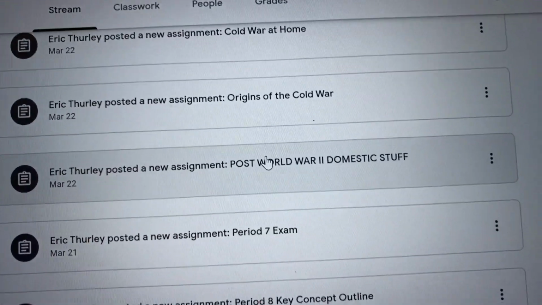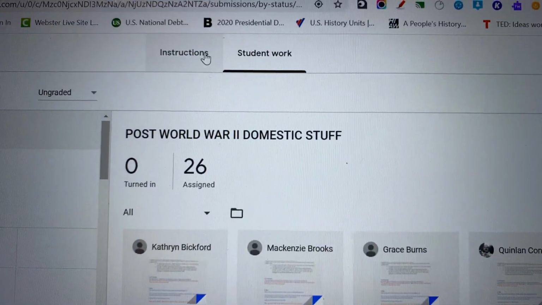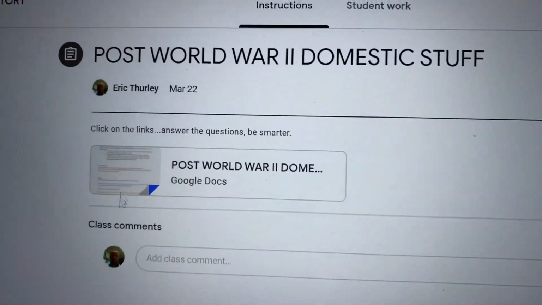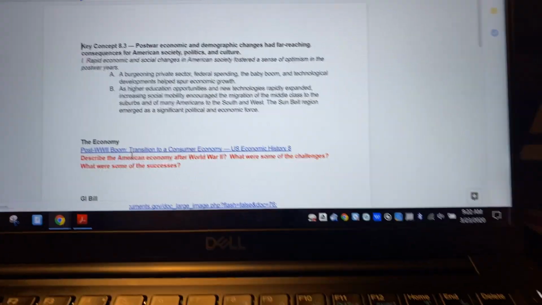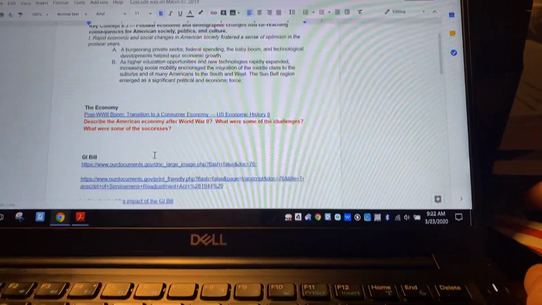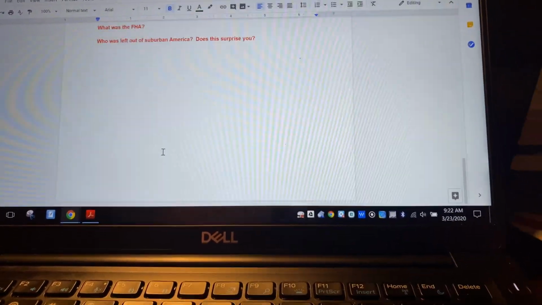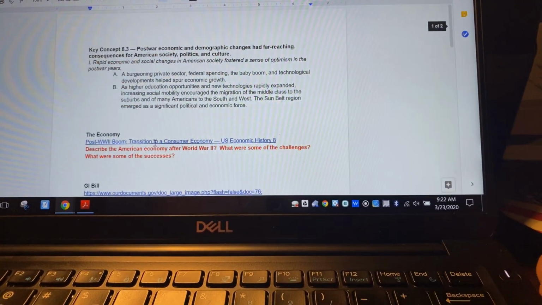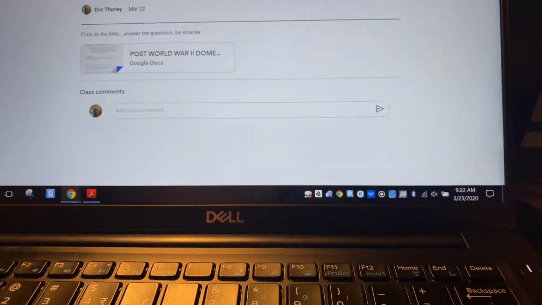All right, so this first thing, post-World War II domestic stuff, okay? If you take a look at it right here, it's just one sheet. Click on it. There's a bunch of hyperlinks in here. So this breaks it down into the economy, the GI Bill, the baby boom, suburbia. All right, answer the questions. Go ahead and turn that in. I'll take a look at your responses.